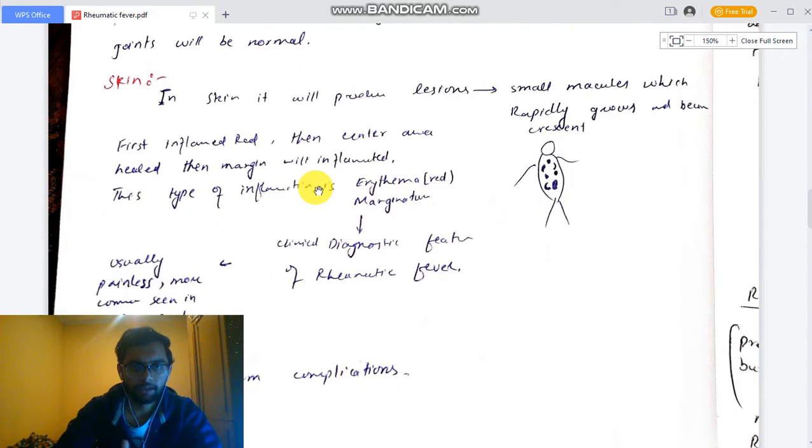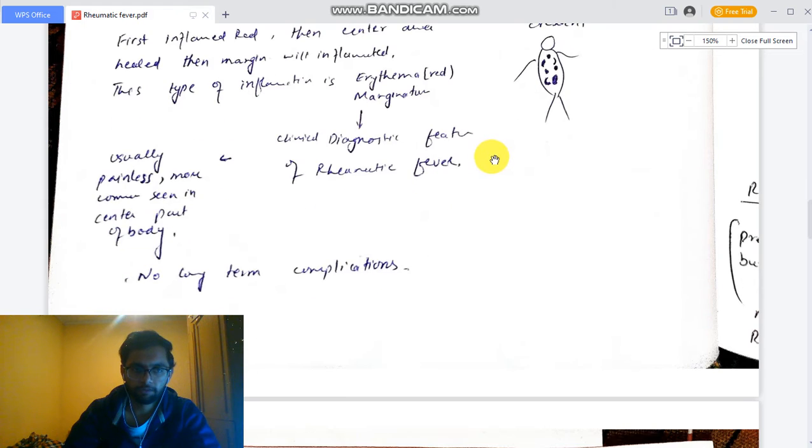So second is the skin. In the skin, it will produce lesions, small macules which rapidly grow and become crescent or moon shaped. First the area is inflamed and red, then the center heals, then the margin becomes inflamed. This type of inflammation is erythema marginatum, which is a clinical diagnostic feature of rheumatic fever. These are the diagnostic features of the skin lesion to recognize rheumatic fever.